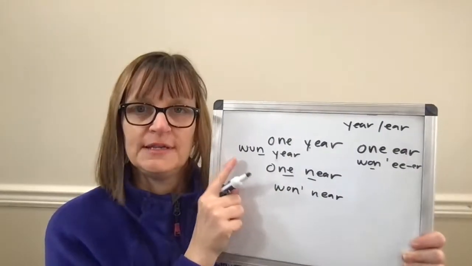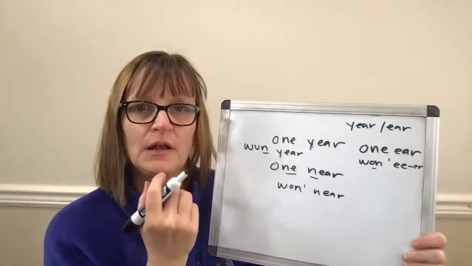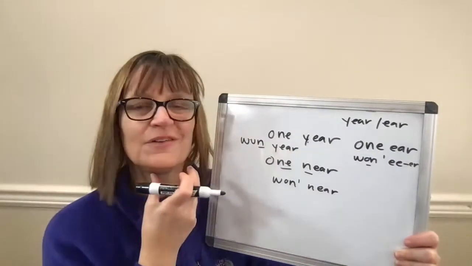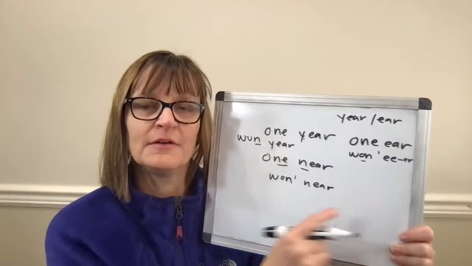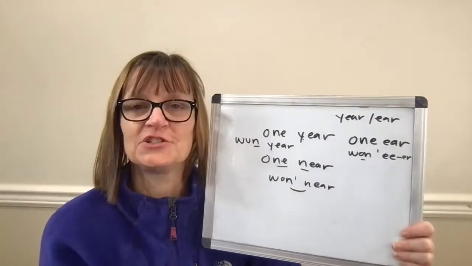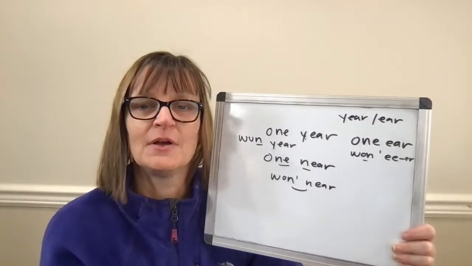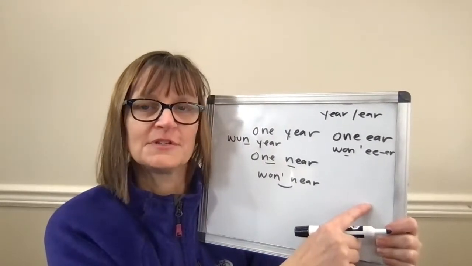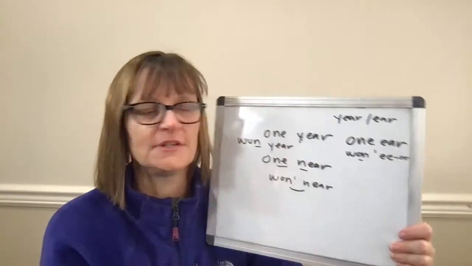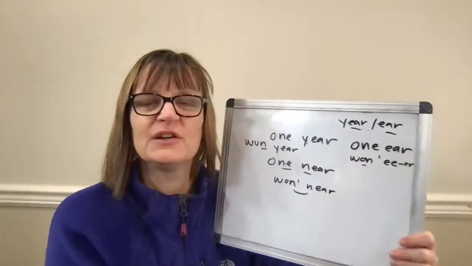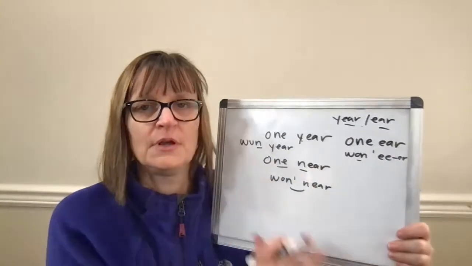So 1 year, 1 ear. I have a little bit of a glottal stop before the E, 1 ear, and 1 near. That's the one that's probably most likely to just have 1 N sound in between. So, the one near the fireplace, one ear is always listening, 1 year ago today. Do check out my year video. I think that's going to help you.